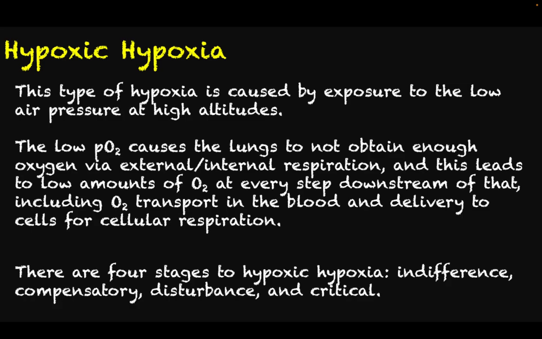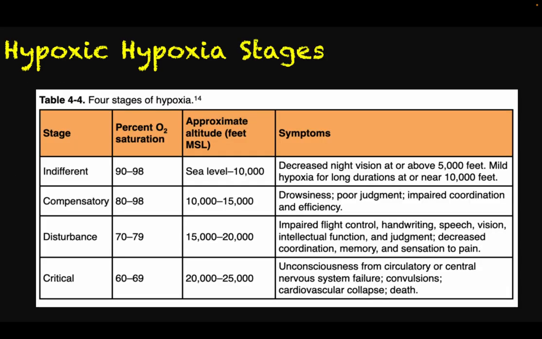So there are 4 stages to hypoxic hypoxia, which are called the indifferent stage, the compensatory stage, the disturbance stage, and then finally the critical stage. So as you can kind of imagine, these stages are defined based on the altitude that you are currently at, in terms of whether you're not in an aircraft at all and you're near sea level, or whether you're at a very high altitude. And it shouldn't be a surprise that the altitude you have attained and the actual effects you are feeling and what stage of hypoxic hypoxia you are in relates very heavily to how much oxygen you are actually carrying in your blood.